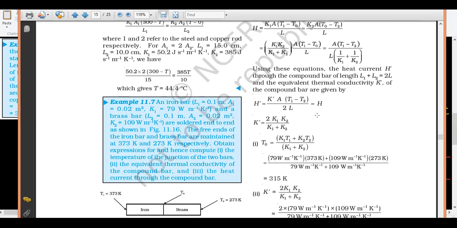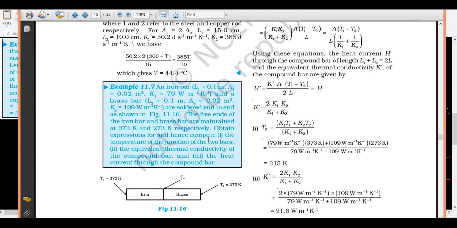An iron bar of length L1, area, and K1 is given, and a brass bar of length L2, area 2, and K2 is given. They are soldered end to end as shown in the figure. The free ends of the iron bar and the brass bar are maintained at 373 and 273 Kelvin, respectively. Obtain expressions for and hence compute the temperature of the junction of the two bars. So I need to find the junction temperature, the equivalent thermal conductivity of the compound bar, and the heat current through the compound bar.